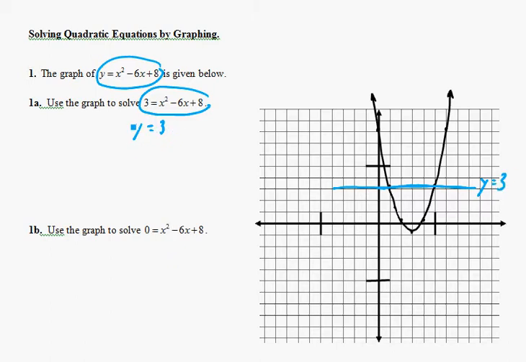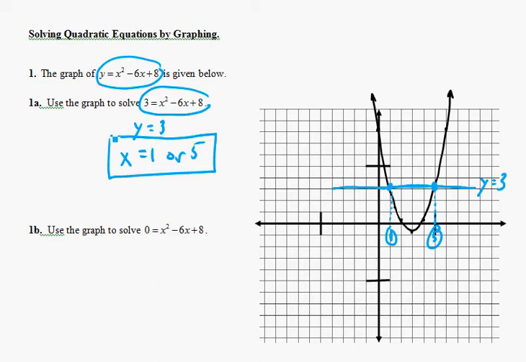Recall that the graph of a horizontal line has an equation such as y equals 3. So y equals 3 is this horizontal line. And we want to look at these 2 points, because for those 2 points, the x value gives a y value of 3. Notice that this x value is 1, and this x value is 5. So that means the solutions to this equation are x equals 1 or 5.